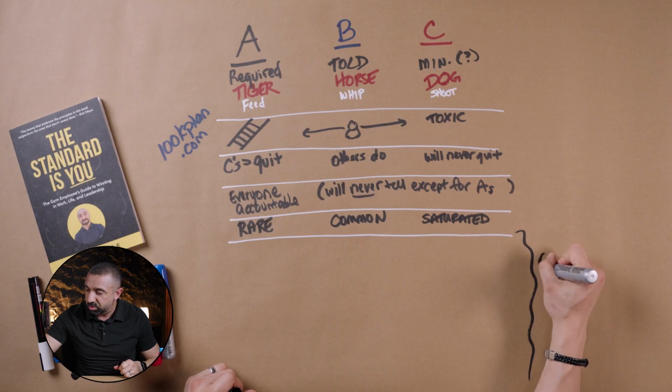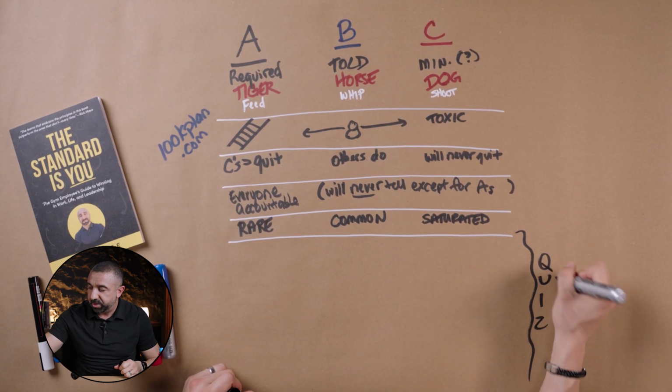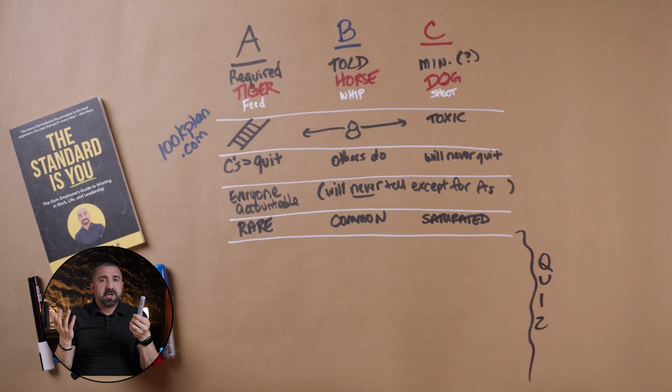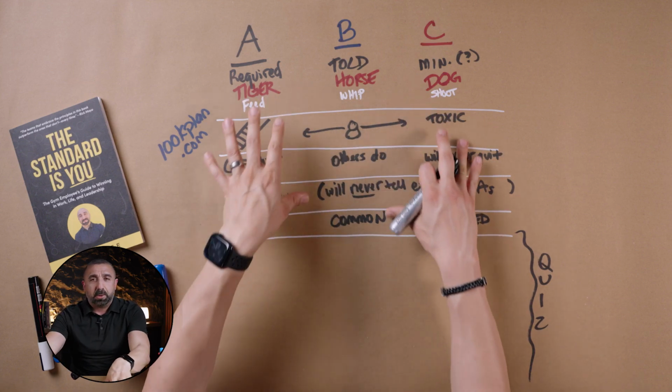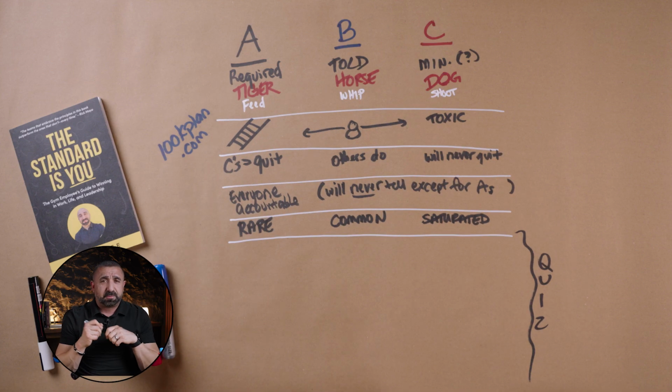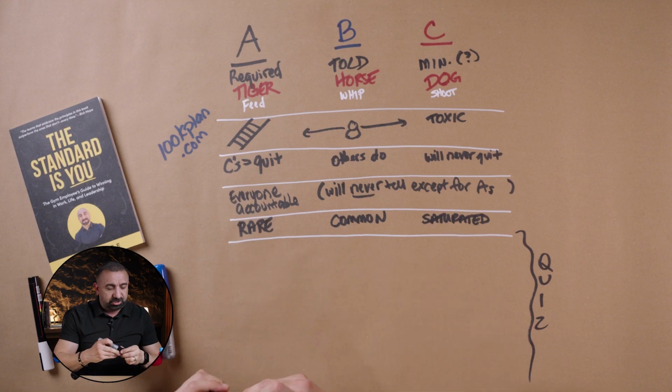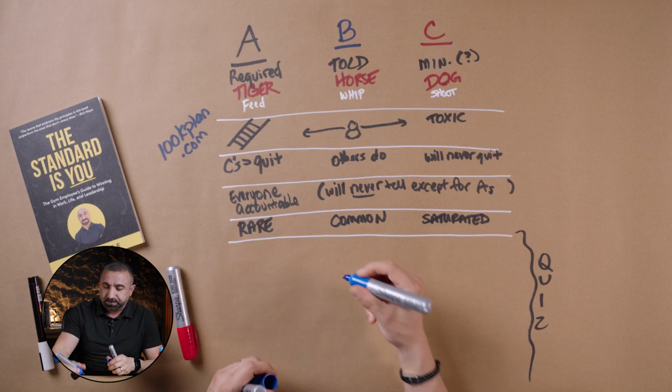Okay, so let's go through the quiz. We're going to call this quiz mode here. Quiz. Okay, so how do we know if we have A players, B players, or C players? Well, this already helped you start to identify them, but these are some questions that you can ask. Question number 1.